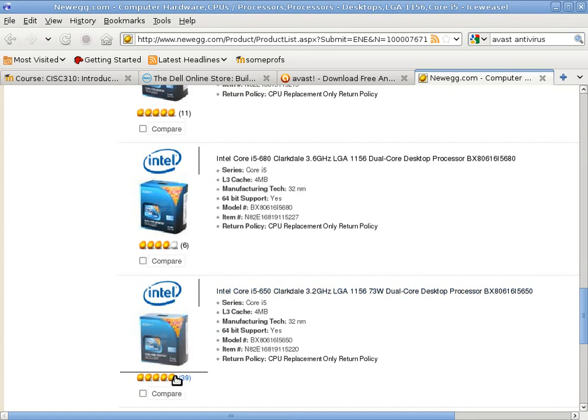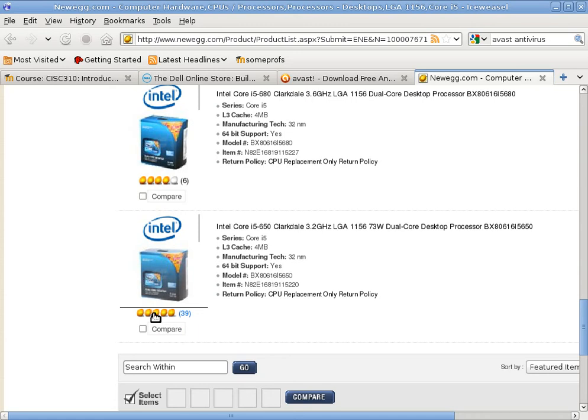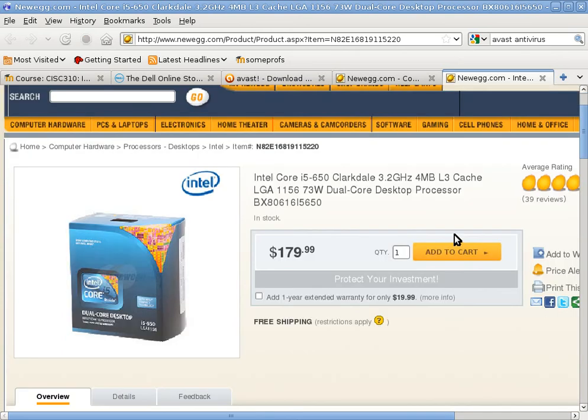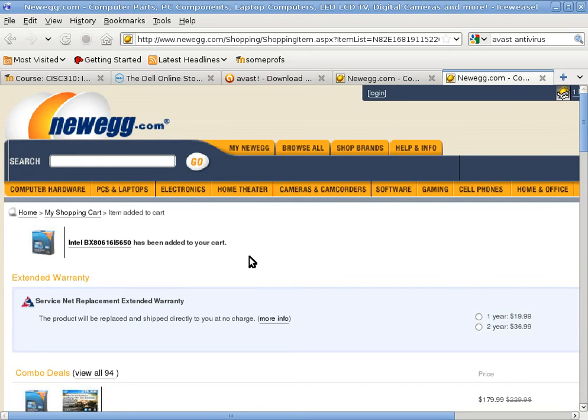Okay, so we have a 650 here, and you can also see the rating of these processors. This one has got 39 ratings, and it's almost all good. So, it's either because the price point is really good or the performance is really good. Usually it's one or the other or both. So we'll go ahead and take a look at this item here. It's 170 or 180 bucks, which is not too bad. We'll go ahead and add it to the cart because we want to find out in the end how much are we going to spend.